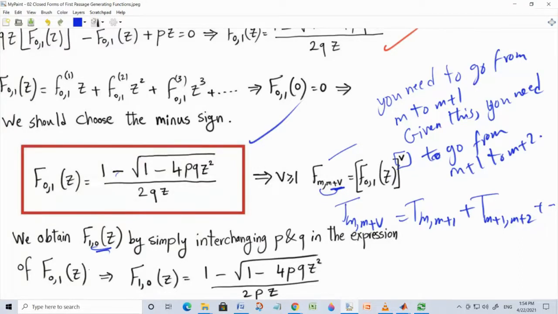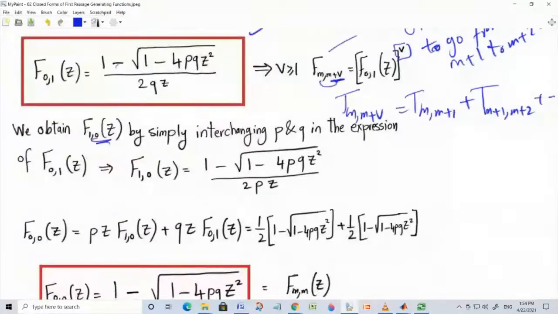You can exploit these ideas. I think I will give you in homework 14 something in which you walk only from 0 to the positive integers. Sometimes what I'm saying here will not be applicable, but here, yes, F10 is F01. You just interchange the roles of P and Q. If you find the P in the expression, replace it by Q. If you find the Q, replace it by P. That's it. There is nothing fundamentally different, right? So this will be F10. You just go to this expression and replace P by Q and Q by P.